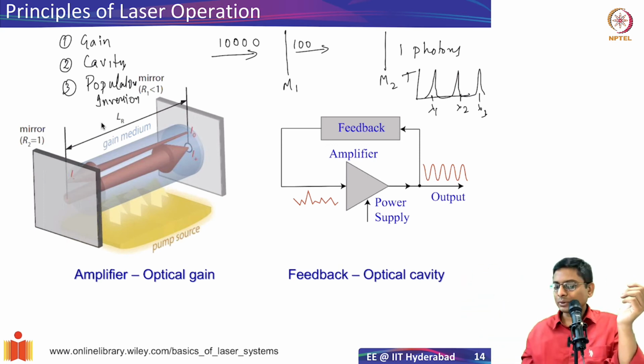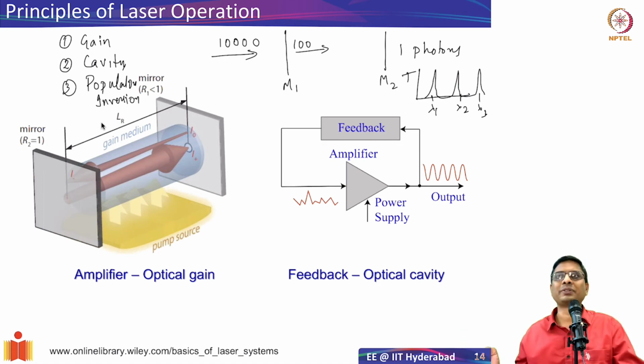Similarly, in this case, you have a power supply, you have a large gain medium, and then you feed it back. So you'll see that out of noise, there is some variation in the electrical signals or in the optical signals, and eventually you get a very pure sine wave, a monochromatic output, which is known as lasing. You have seen a laser already.